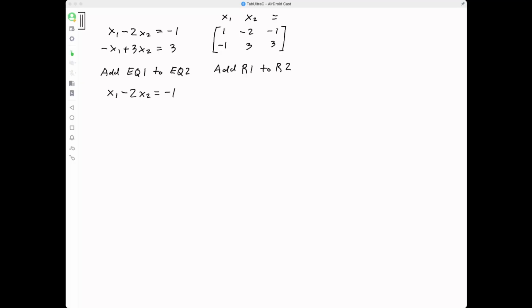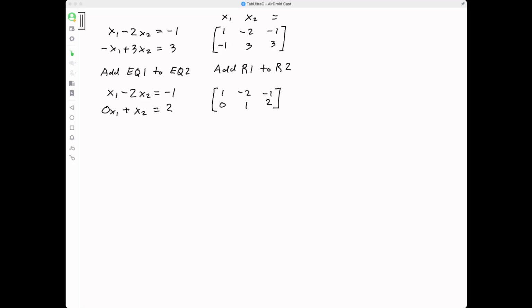So that gives me 0x1. I've got 3x2, but I'm adding negative 2x2. So 3x2 plus a negative 2x2 is just plus x2 is equal to 3 plus a negative 1 gives me 2. Or in the matrix, my first row stays the same. And I add that to the second row. So negative 1 plus 1 is 0. 3 plus negative 2 is 1. 3 plus negative 1 is 2.